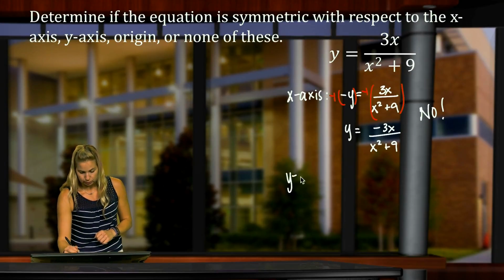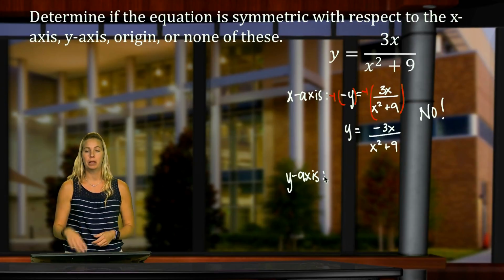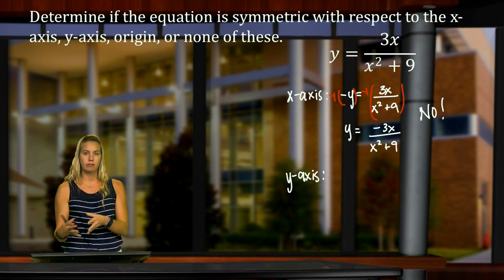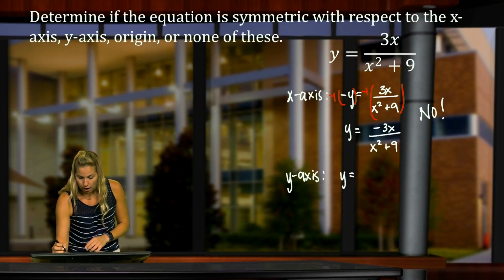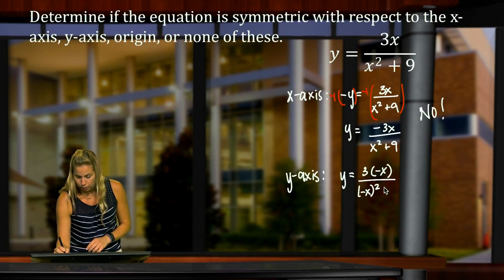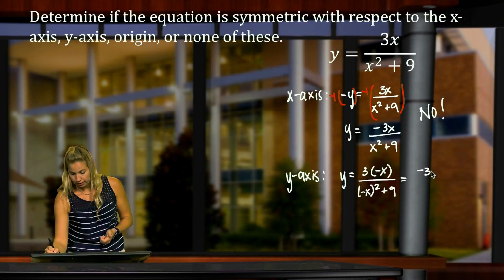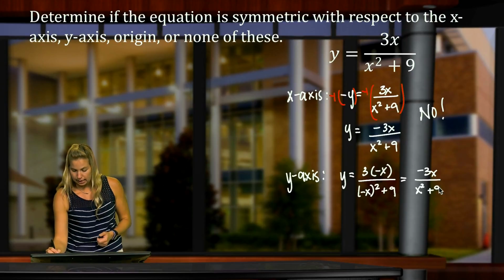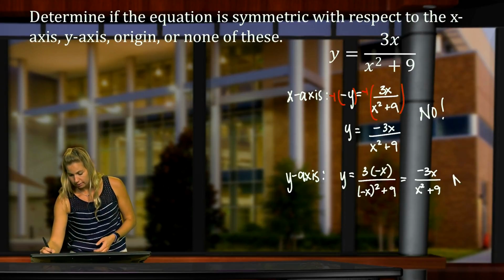Now let's test for symmetry with respect to the y-axis. To test for symmetry with respect to the y-axis, we're going to replace all of our x values with negative x values. Make sure that when you're substituting in a negative x or any negative number that you use parentheses. So we have y equals 3 times negative x over negative x squared plus 9. When I simplify this, this becomes negative 3x over x squared plus 9. And again, when comparing this to our original, it's not the same, so it is not symmetric with respect to the y-axis either.